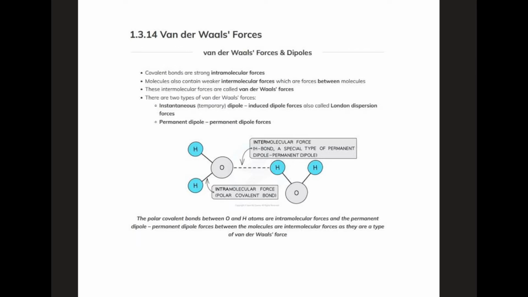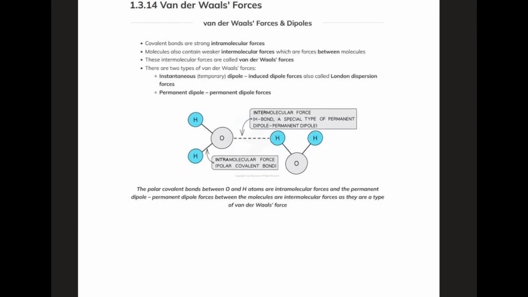Let's see an example. You see the picture here. The polar covalent bonds between O and H atoms are intramolecular forces. This is the covalent bond, and they are called polar covalent bonds. And the permanent dipole forces between the molecules are intermolecular forces. So this is intermolecular forces.